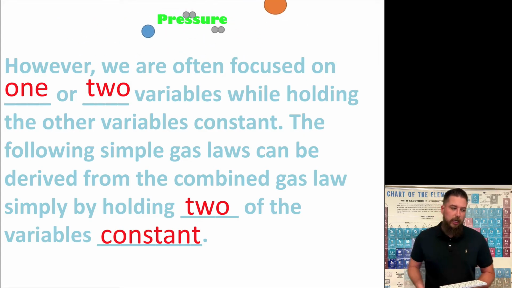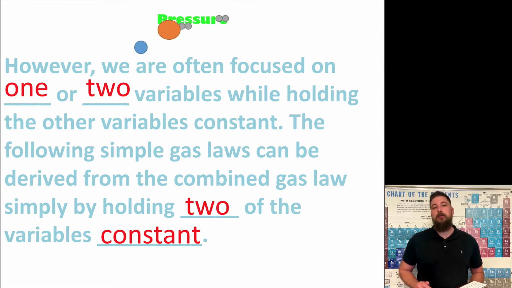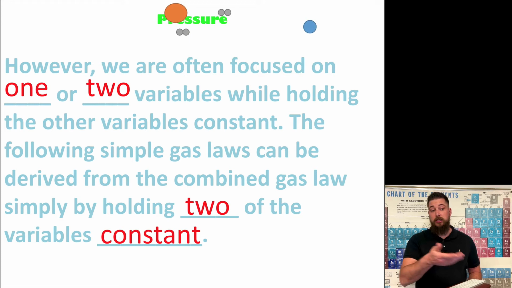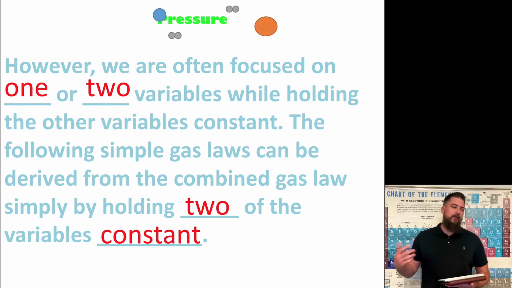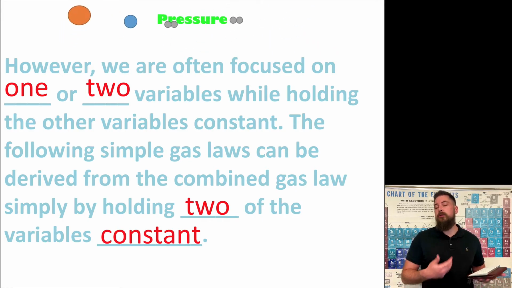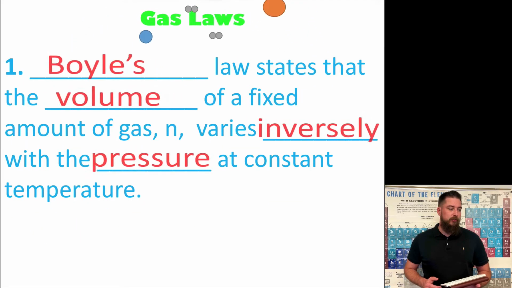However, we typically are dealing with one or two variables within that equation. And so a lot of times we're keeping something constant. For example, we might hold temperature constant, volume constant, or pressure constant, as we did in the simulator before. And so the following simple gas laws you can derive from the combined gas law. So here's the first one.